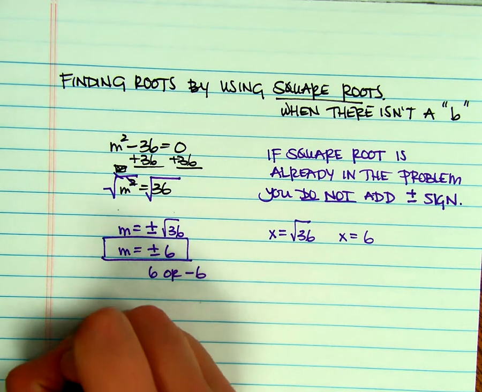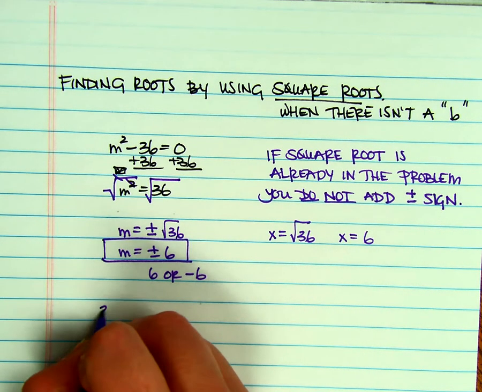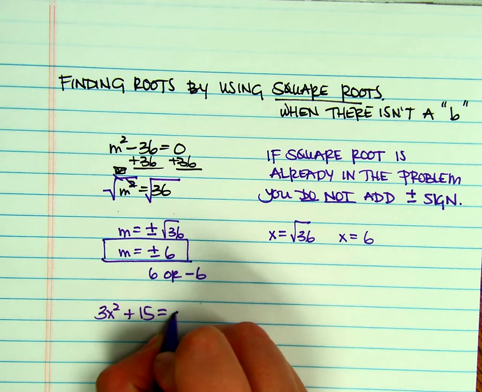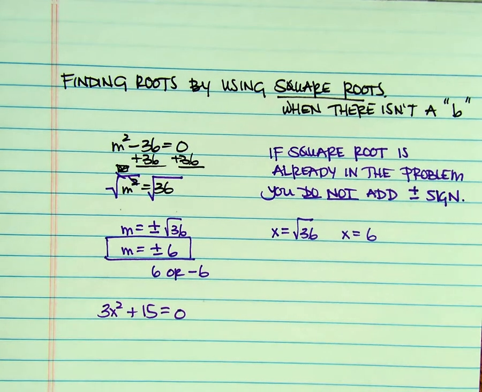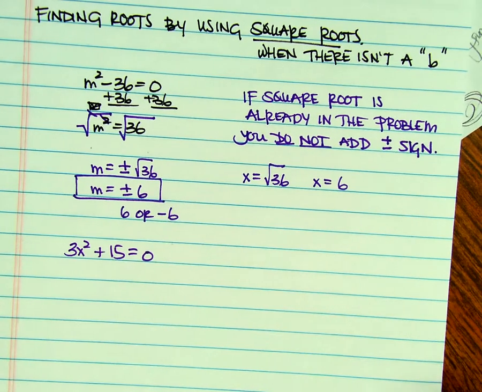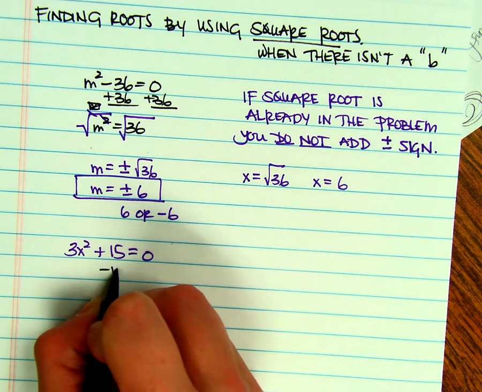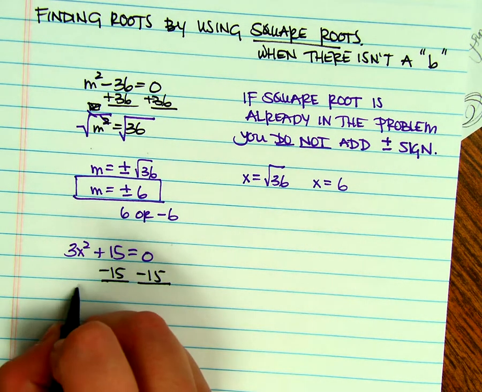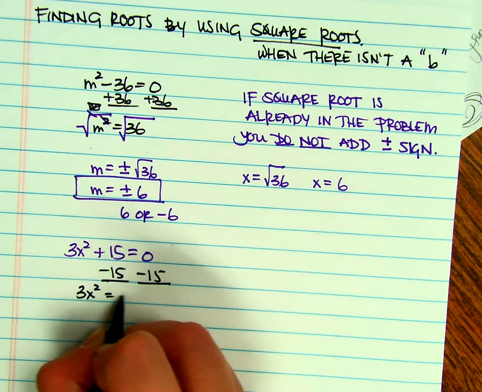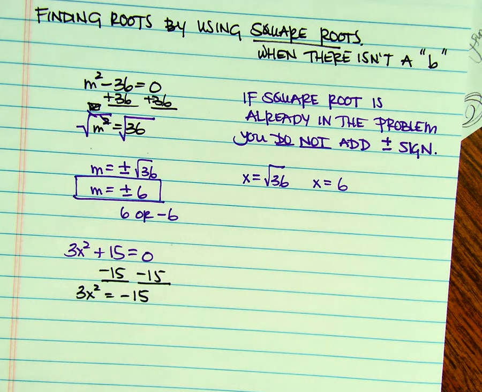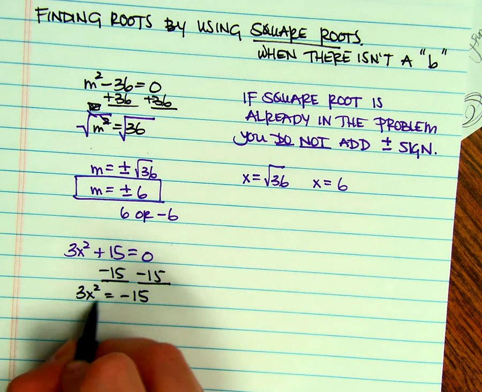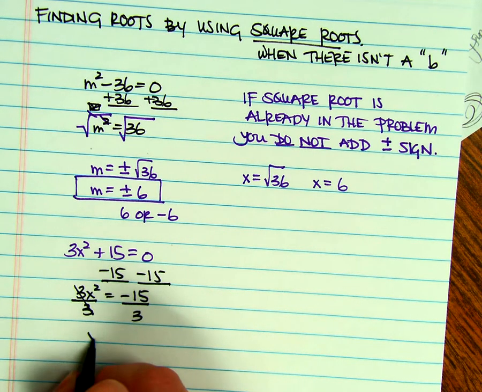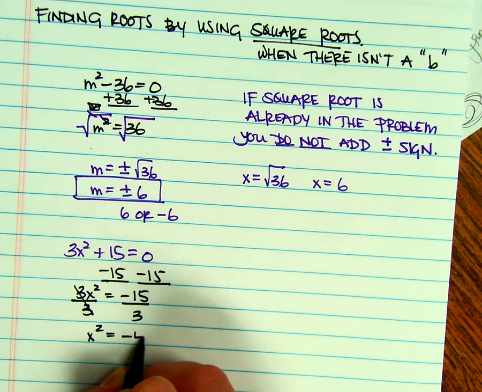So if we have 3x squared plus 15 equals 0, you're always going to solve with the term with the variable first. So we're going to subtract 15 and have 3x squared equals negative 15. Solve for the variable, so you're going to divide both sides by 3. X squared equals a negative 5.